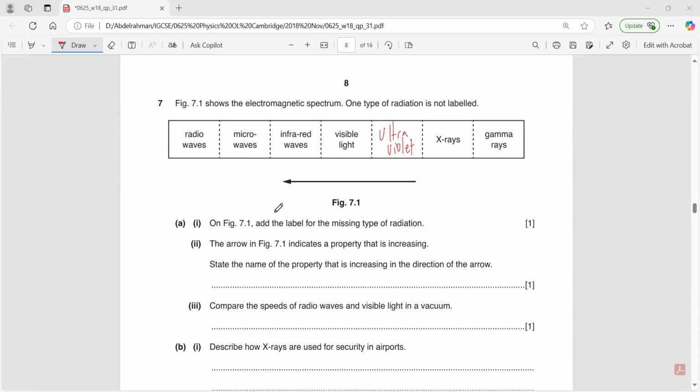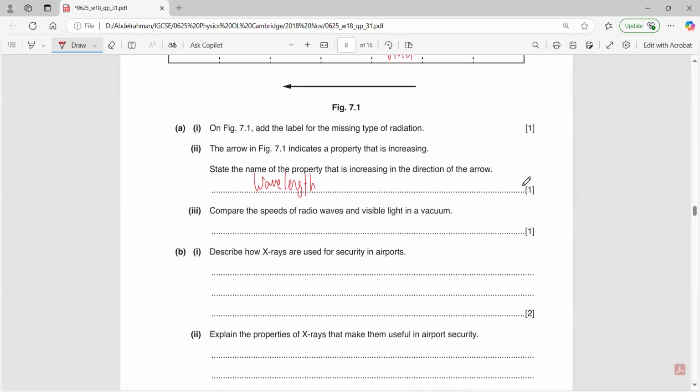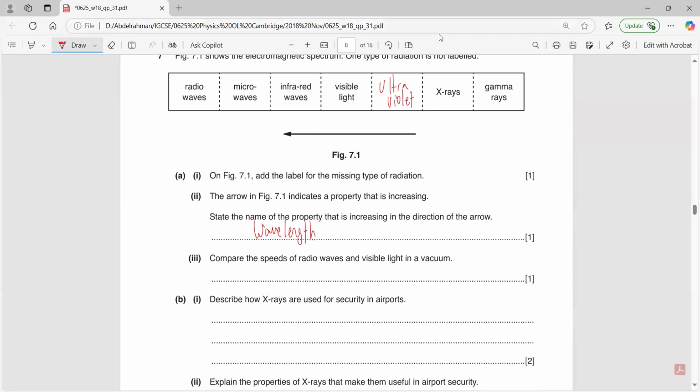The arrow indicates a property that is increasing. Yes, the wavelength is increasing as you're moving in this direction. Compare the speeds of the radio waves and the visible light. They are equal. They both have the same speed, which is 3 times 10 to the power of 8.